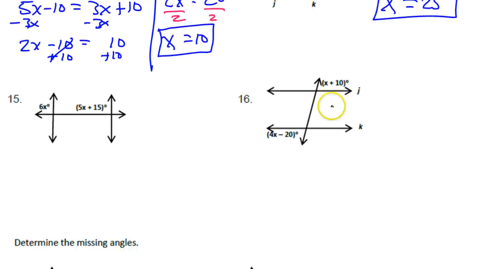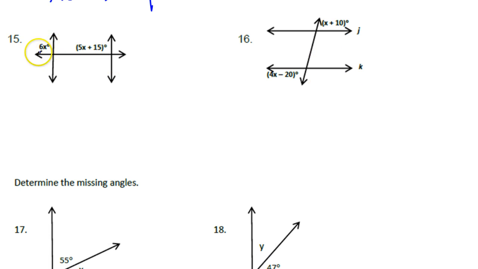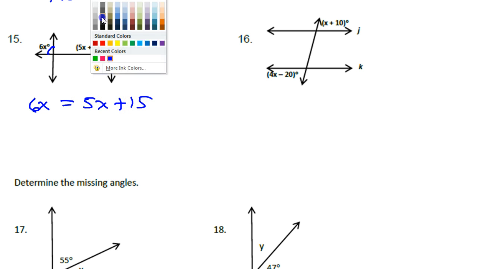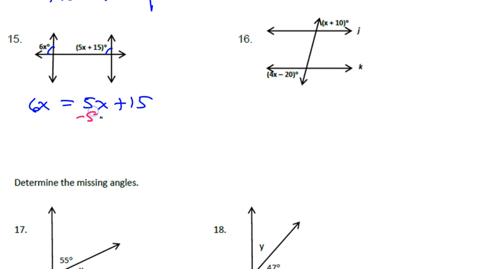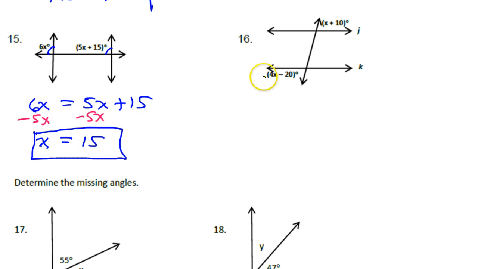Alright, same thing for number 15. If these are supposed to be parallel, corresponding angles like these, that's what these are, should be congruent. So 6x should equal 5x plus 15. Let us subtract 5x from both sides. Whenever you have variable on both sides, eliminate one. So this will give me x equals 15. So that's number 15. Very nice.